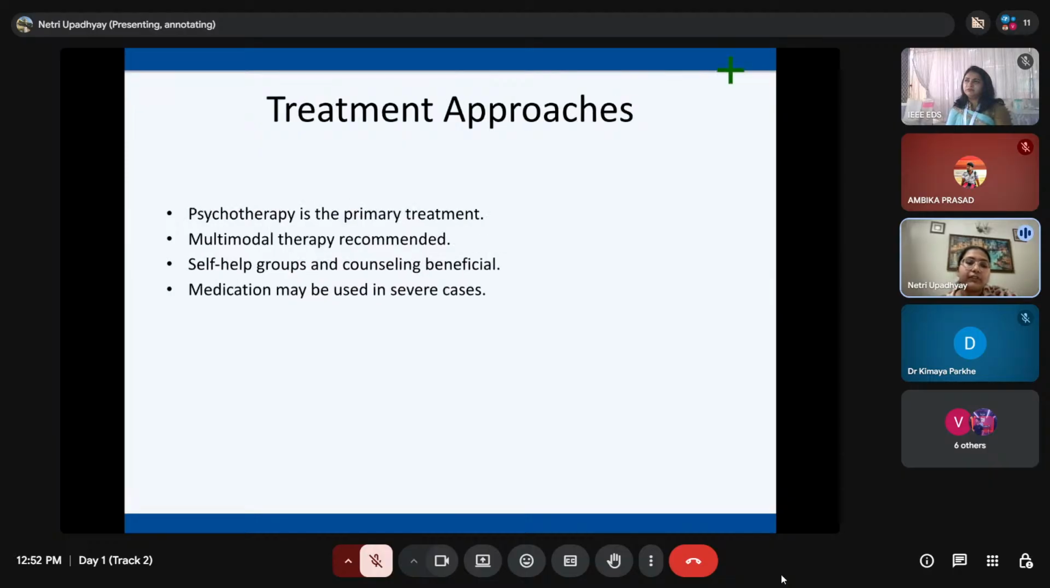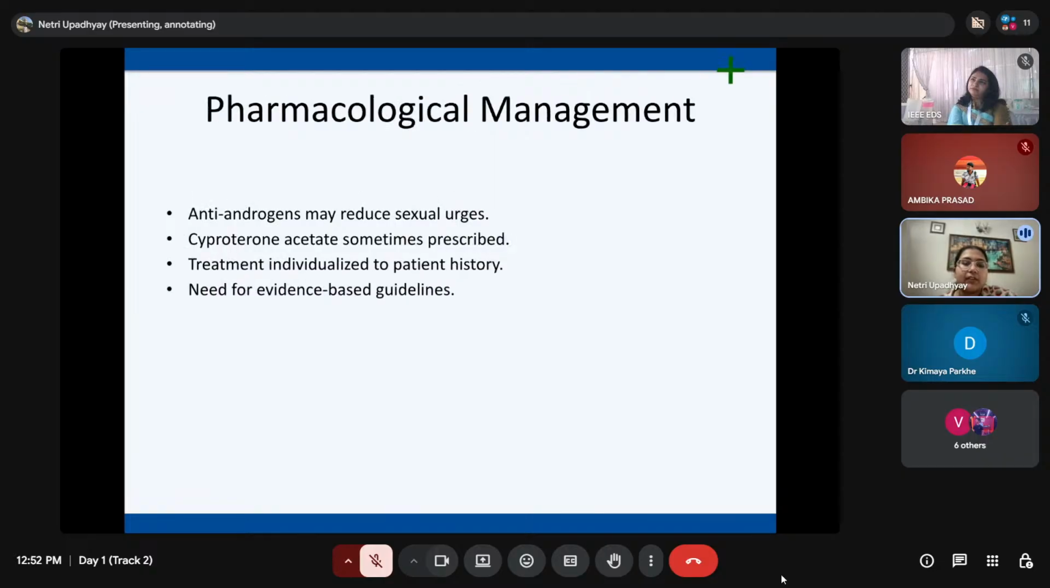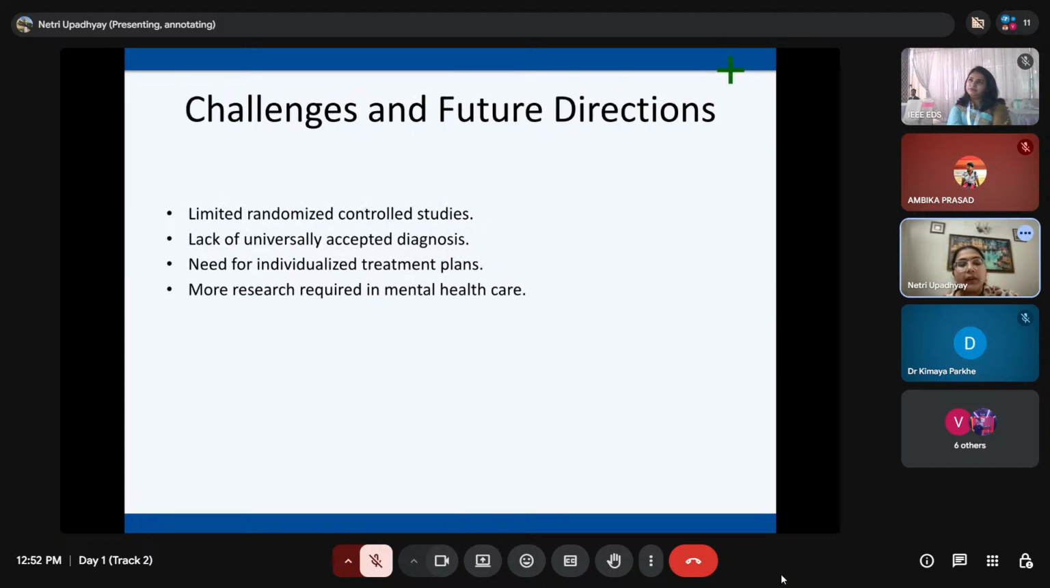One of the major treatment approaches for this particular disorder is psychotherapy. Multimodal therapy is also recommended in many cases. Self help groups and counseling can prove to be beneficial, and medication may also be used in severe cases. Anti-androgens are one of the primary pharmacological management strategies for this particular disorder. Cyproterone acetate can sometimes be prescribed. Treatment can be individualized to patient history, and there is always a need for evidence-based guidelines.